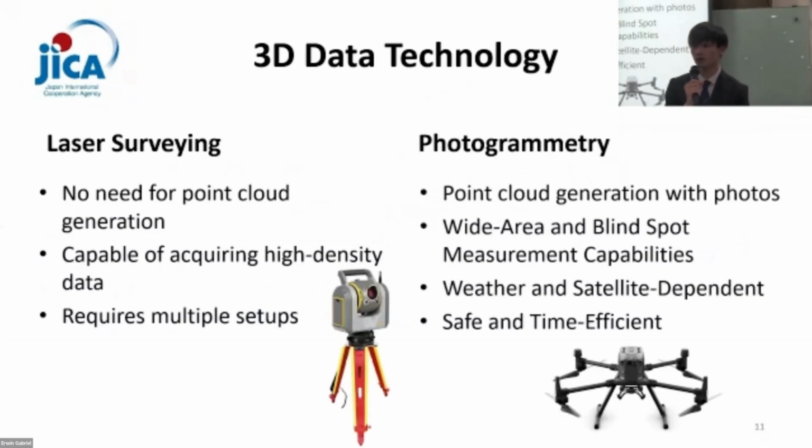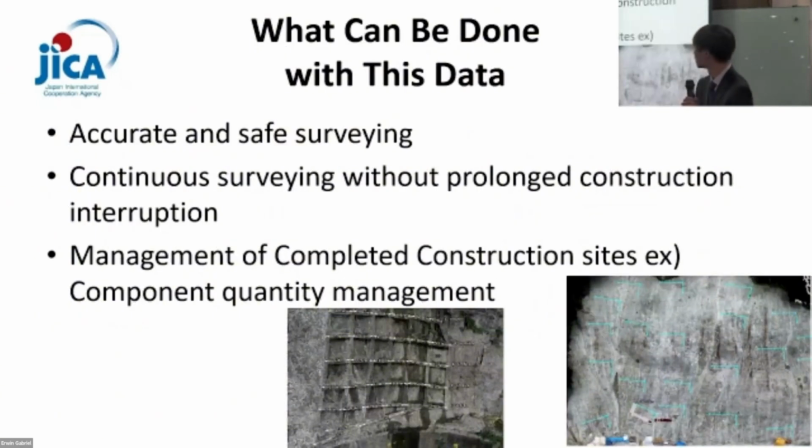So how is the data generated? We have two ways to generate this data set. First, laser survey, and second, photogrammetry. And the data we used in the demonstration was generated this way, with the second one. So this is the most important part.